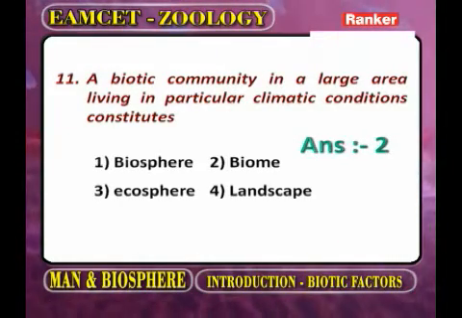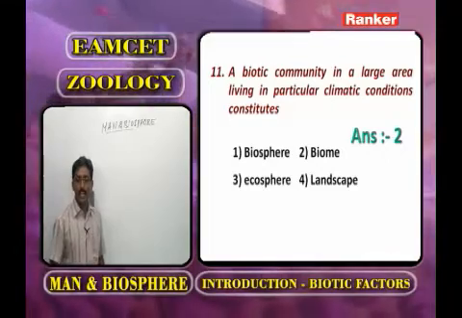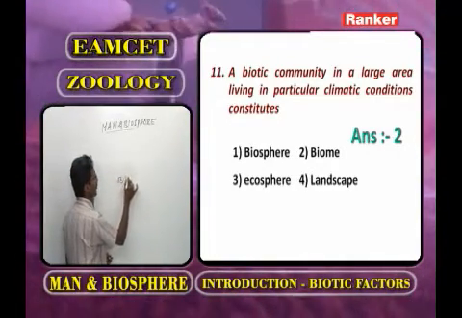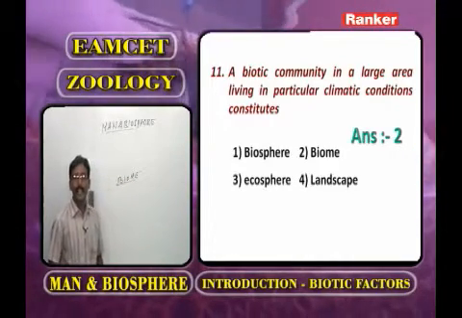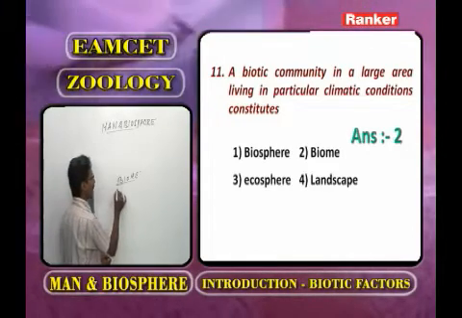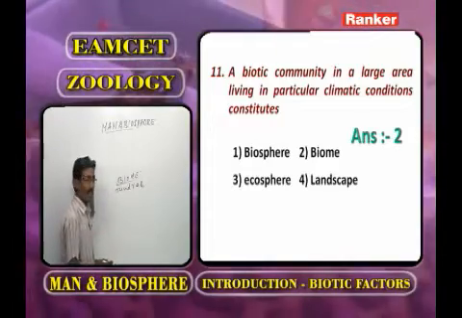A biotic community in a large area living in particular climatic conditions. It is a repeated question. A biotic community, no doubt it is a community in a large area living in particular climatic conditions, that we call a biome. What is meant by biome? It is an area having particular climatic conditions. One example we call tundra.